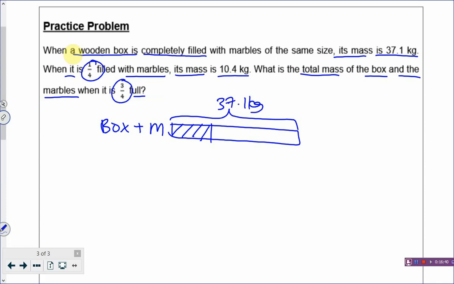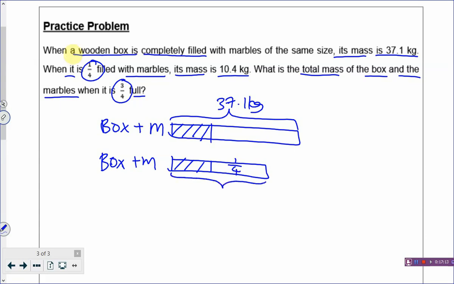Alright, now when it's 1/4 filled with marbles, it means that you have fewer marbles now, but still in the same box. And of course, the rectangle will become shorter because you have fewer marbles. And cut the rectangle into two parts, and the first part is identical because it's referring to the same empty box. And the second part will be 1/4 full of marbles. Okay? And what is the mass of this box, which is 1/4 full of marbles? The mass is 10.4 kg.